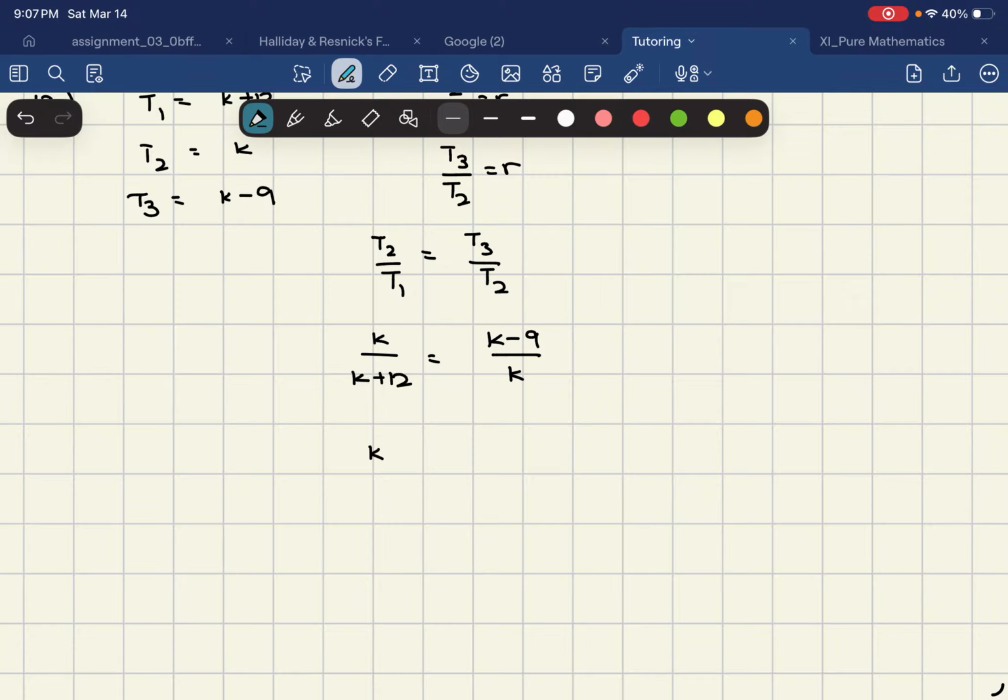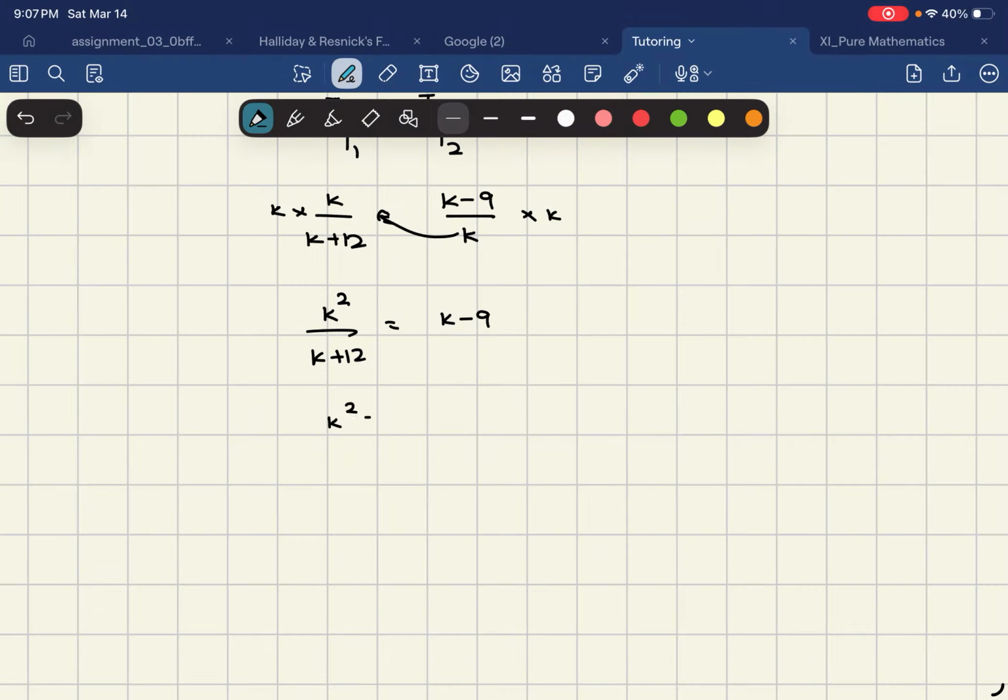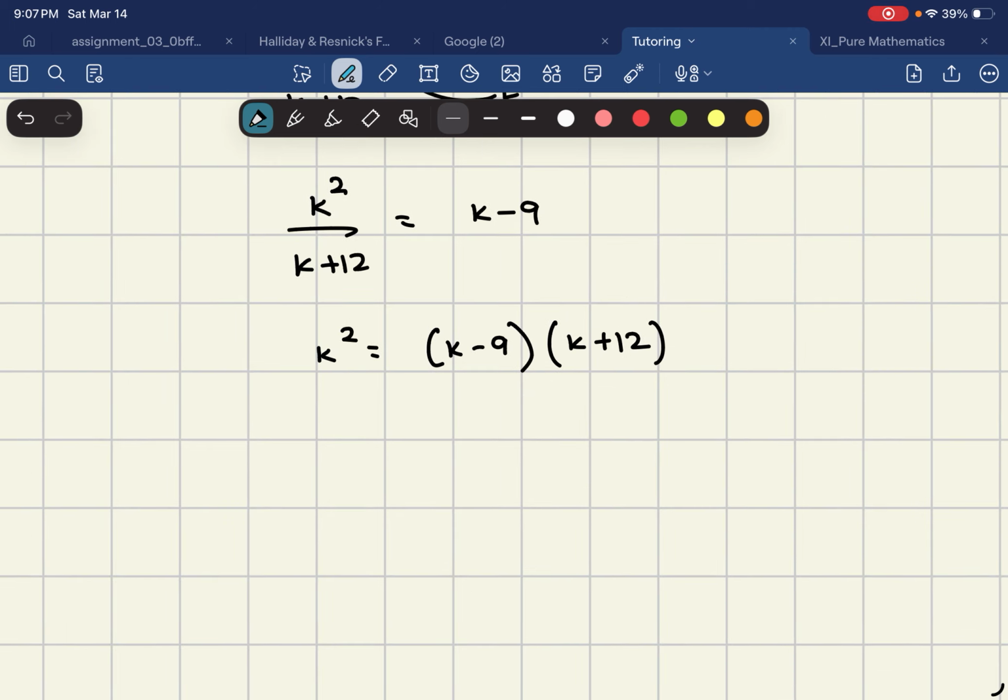Now, if I multiply by k on both sides, I have k squared divided by k plus 12 equal to k minus 9. And if I multiply k plus 12 on both sides, I get k squared is equal to k minus 9 times k plus 12. If I expand this out, I get k squared plus 12k minus 9k, which is plus 3k, minus 12 times 9. 12 times 9: 12 5s is 60, 12 6s is 72, 12 7s is 84, 12 8s is 96, 12 9s is 108, so negative 108, I believe.